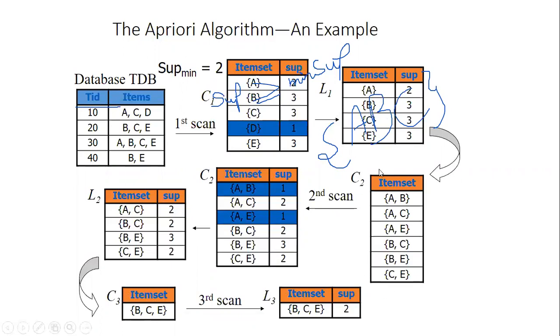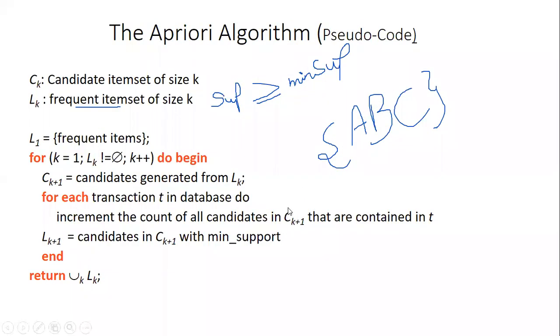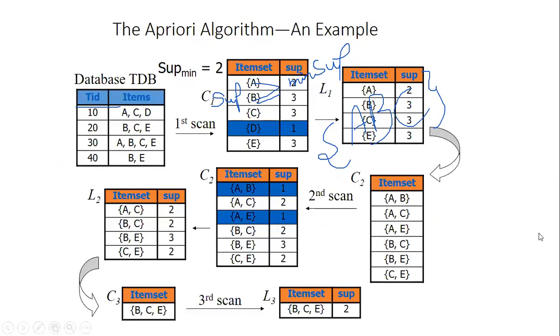We'll generate C2, take the support count and check against the original database. If the support count is less than the minimum support, we eliminate it. So we generate the candidates from Lk, and Lk means L1 here because k is equal to 1. For each transaction, we increment the count of all candidates in Ck plus 1 that are contained in T. Then Lk plus 1 is the candidates in Ck plus 1 with minimum support.